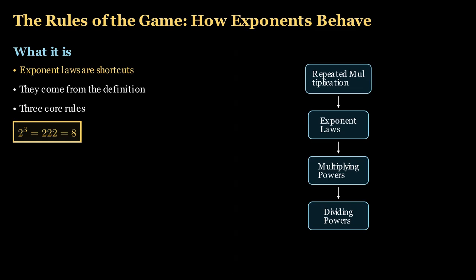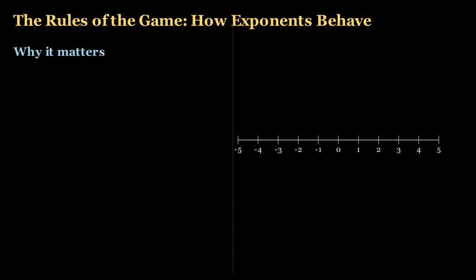Imagine you're working with a really huge number, like 10 to the power 20. Writing that out as a 1 with 20 zeros is tedious and easy to mess up. Now imagine you need to multiply that by 10 to the power 15. The exponent laws let you do it in one step. Just add the exponents to get 10 to the power 35.